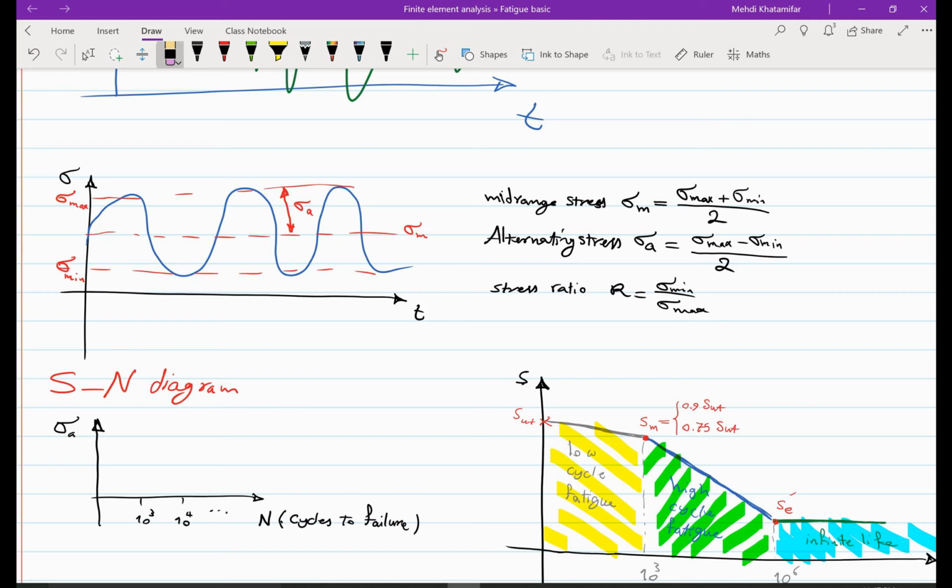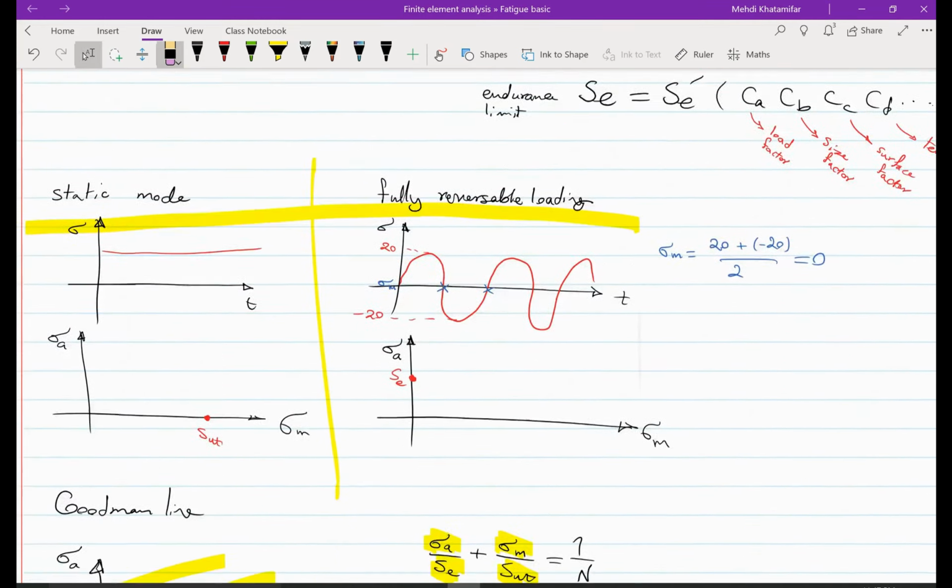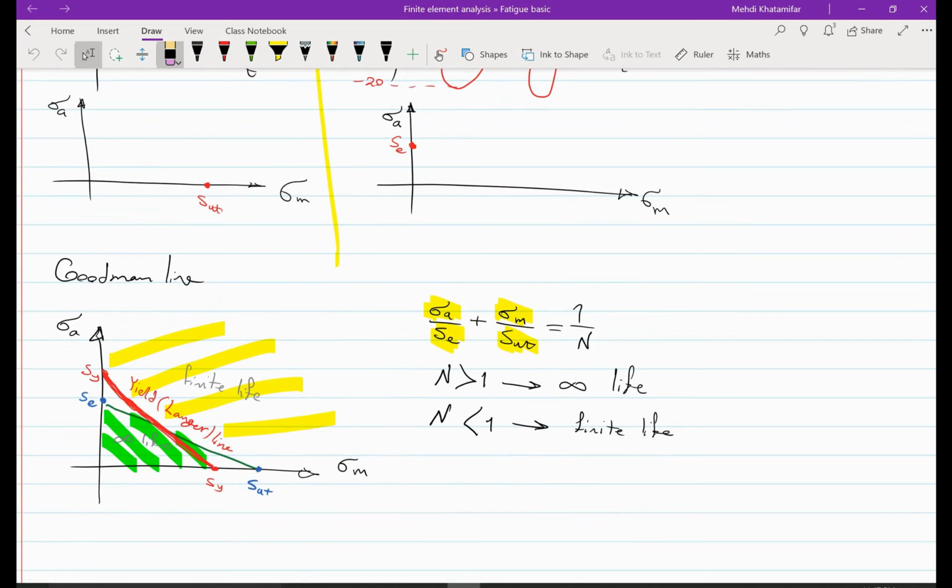You can calculate maximum and minimum stress using hand calculation, or use ANSYS to find the maximum and minimum stress for a specific point, and then calculate mid-range and alternating stress. Using those two stresses, you can draw Goodman's line and finally find N, which is a safety factor. If it's bigger than 1, you are going to have infinite life. If it's less than 1, the geometry you have designed is going to have finite life.